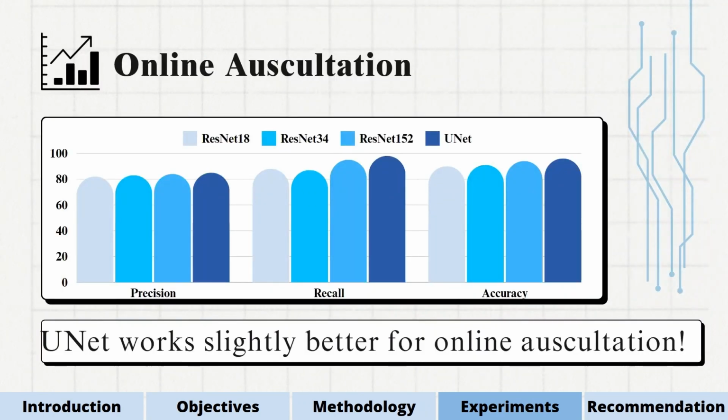Here we assess deep learning models for online auscultations. The graph compares ResNet versions and UNet on precision, recall, and accuracy. UNet notably leads, indicating it as a top choice for remote medical sounds classification.